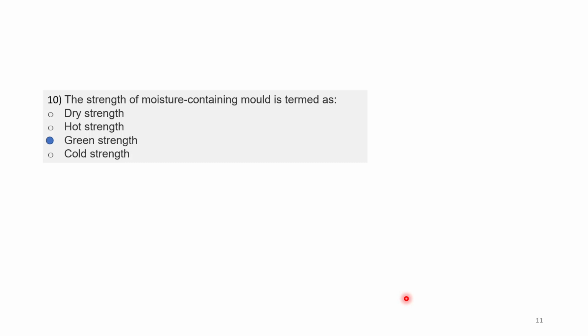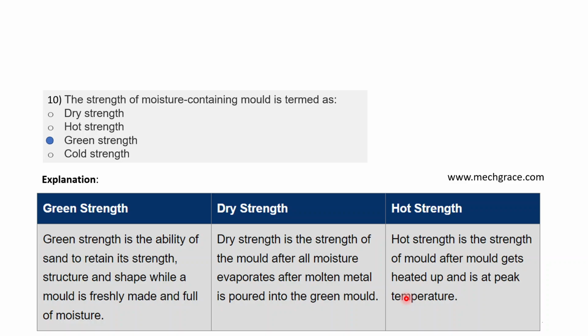These are the definitions of these strengths for the sand. Firstly, green strength. Green strength is the ability of the sand to retain its strength, structure and shape while a mold is freshly made and full of moisture. In sand casting, you can use different types of sands. Some sand will give you better green strength compared to others, so based on that you can decide which sand to go for.